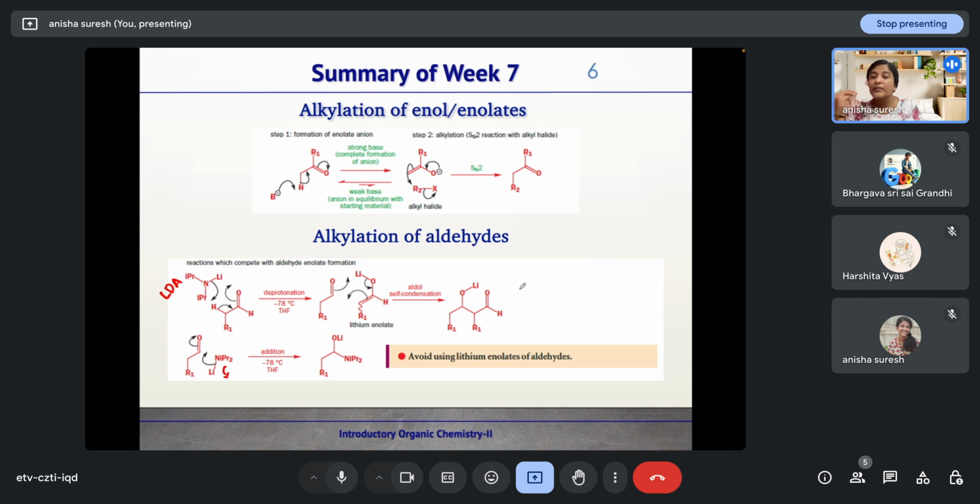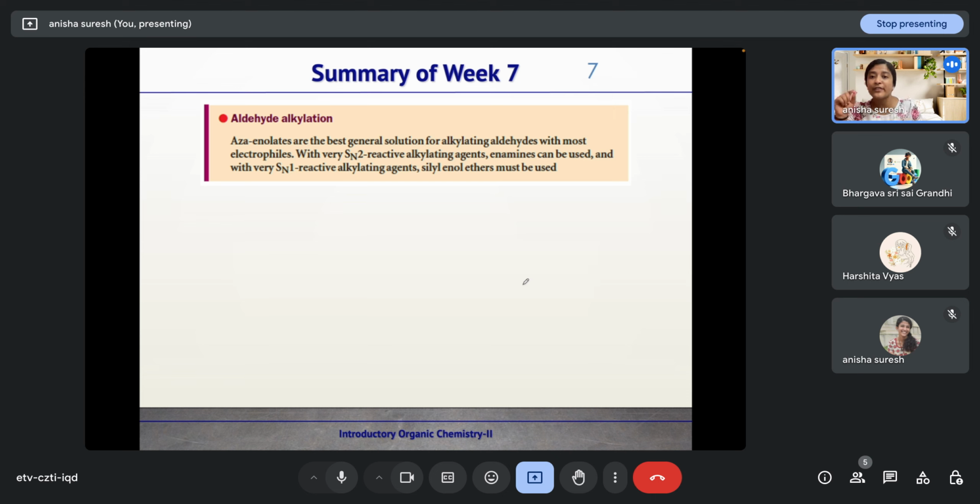So how will we do alkylation reaction of aldehydes? For that we can use different methods. For aldehyde alkylation, one general best solution is the use of acyl enolates. Acyl enolates are the best general solution for alkylating aldehydes with most electrophiles. With very SN2 reactive alkylating agents, we can use enamines, and with very SN1 reactive alkylating agents, we can use silyl enol ethers.